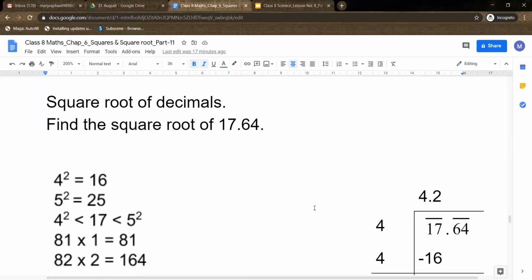Now we are going to see how to find the square root of decimals. See this number, find the square root of 17.64.